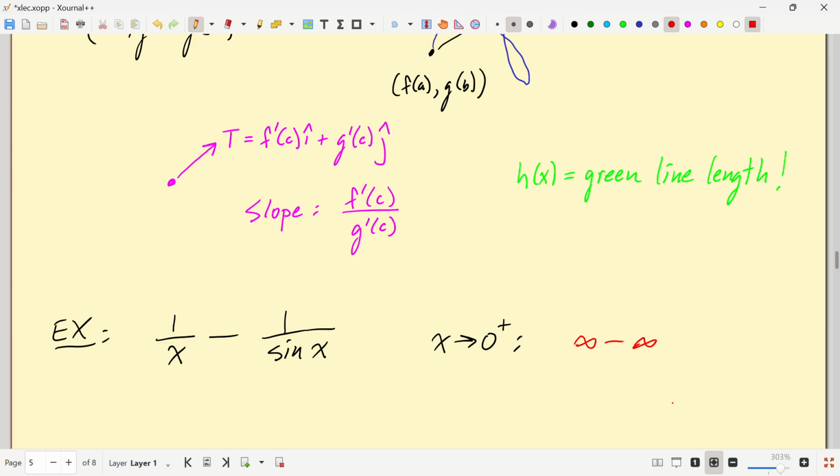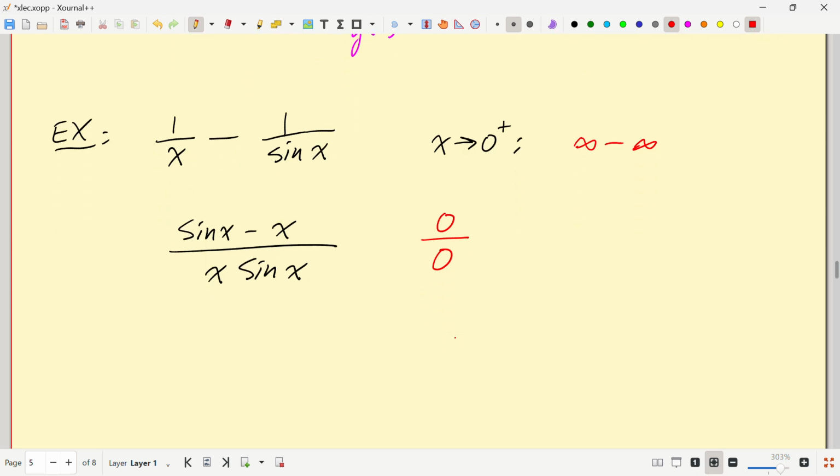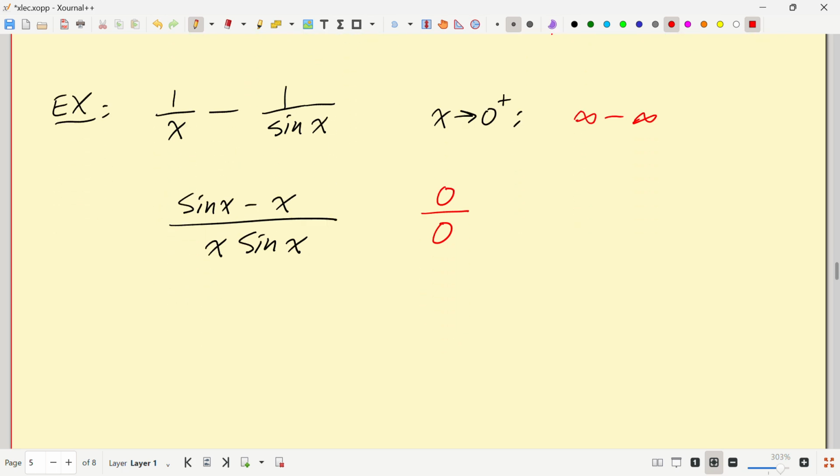Well, it's a typical thing to do to turn this into a different kind of indeterminate form. If I do cross multiplication, I get sine of x minus x over x sine of x. And now when I let x be 0, that's 0 over 0. And so if I let this be f of x on top and g of x on the bottom, I have 0 over 0 at x equals 0.